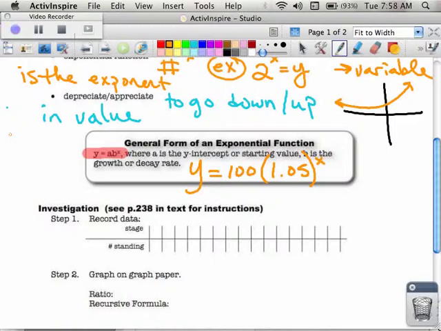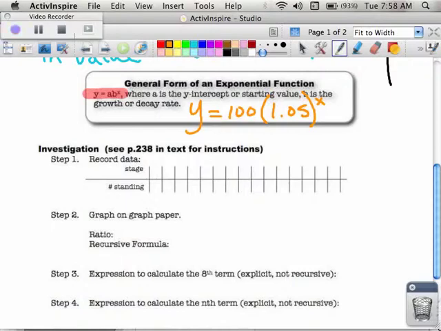I'm going to use an example. It says see page 238 for instructions, but I'm actually just going to write some numbers in. I want you to copy the numbers, and then we're going to talk about how this pertains to exponential growth. So first, I'll write them in the table. Second, I'm going to have you put the stage in list 1 and the number standing left in list number 2. So let's go with 0, 1, 2, 3, 4, 5, 6, 7, 8, 9. 10 is good enough, we don't need to really go any farther than that.